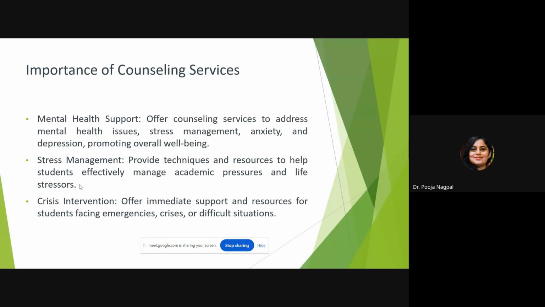Stress management: provide techniques and resources to help students effectively manage academic pressures and life stresses. Crisis intervention: offer immediate support and resources for students facing emergencies, crises, or difficult situations. They can handle it better than mentors because they are equipped for this, and they are ready for every type of situation.